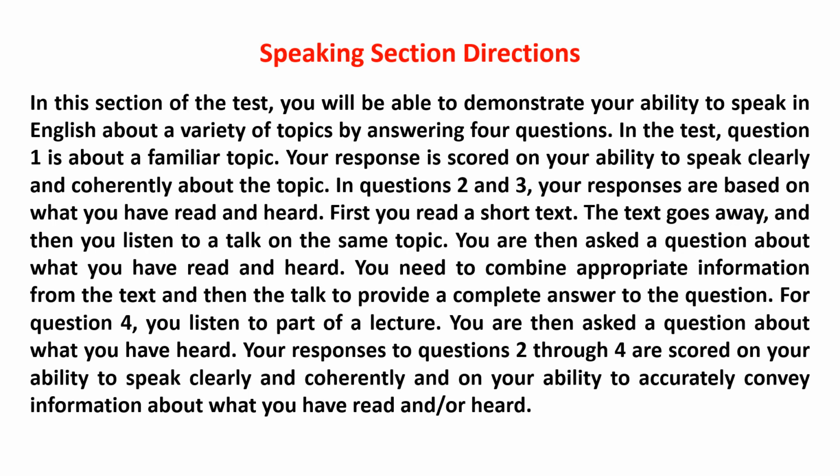In questions two and three, your responses are based on what you have read and heard. First, you read a short text. The text goes away, and then you listen to a talk on the same topic. You are then asked a question about what you have read and heard. You need to combine appropriate information from the text and then the talk to provide a complete answer to the question. For question four, you listen to part of a lecture. You are then asked a question about what you have heard. Your responses to questions two through four are scored on your ability to speak clearly and coherently and on your ability to accurately convey information about what you have read and/or heard.